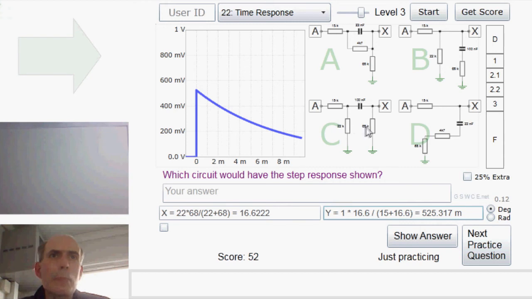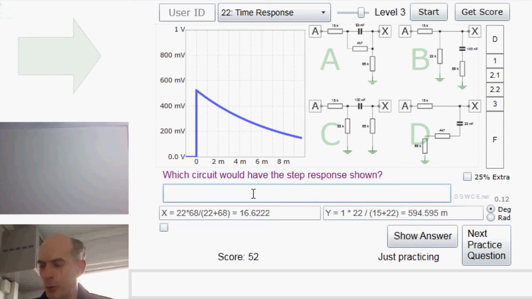Now, which one? Well, they differ in what the final value would be. At time t equals infinity, you can replace the capacitors with open circuits. At time infinity, circuit B would essentially become a potential divider with 15k here and 22k down there. That would give me 594 millivolts out at time t equals infinity, which is clearly not what's happening. So it can't be B, it must be C.